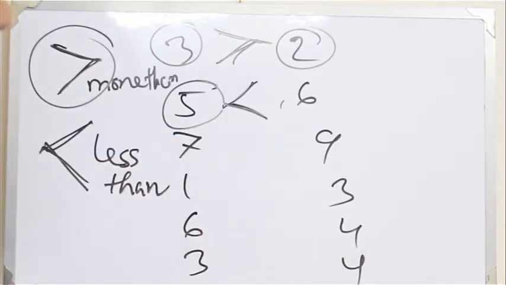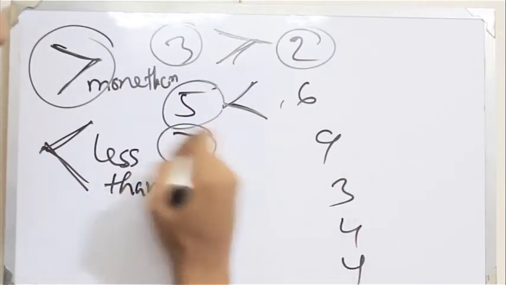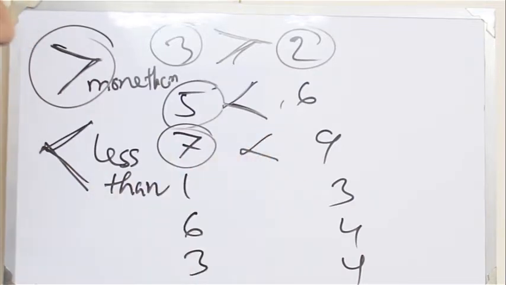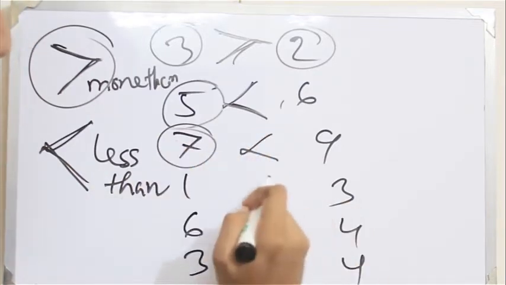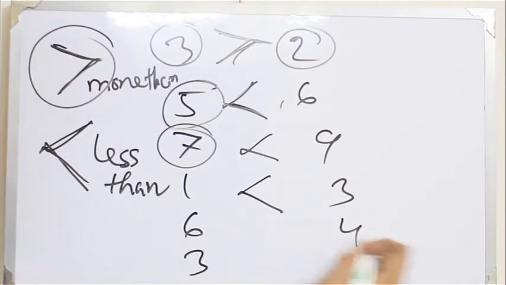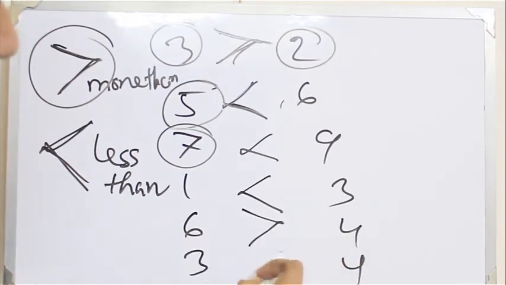Ask the student to fill these tables. Look at this, I'm giving you the answers. 7 is less than 9. 1 is less than 3. 6 is more than 4. 3 is less than 4. This is how the student should be able to point out the answers. Once you have done this exercise, go to the next exercises.